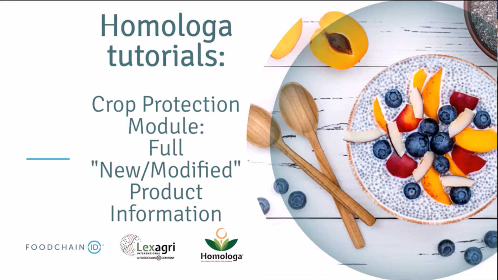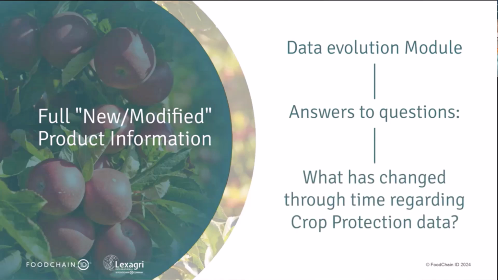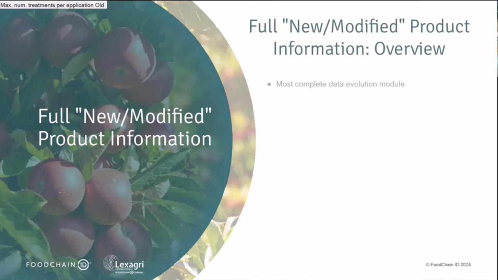Today we will review the most complete data evolution module available in Homologa, full new and modified product information. This module belongs to the Data Evolution module family in Homologa. It will help you answer questions related to the identification of crop protection data that changed over time. Full new and modified product information is, as I said, the most complete data evolution module available in Homologa.